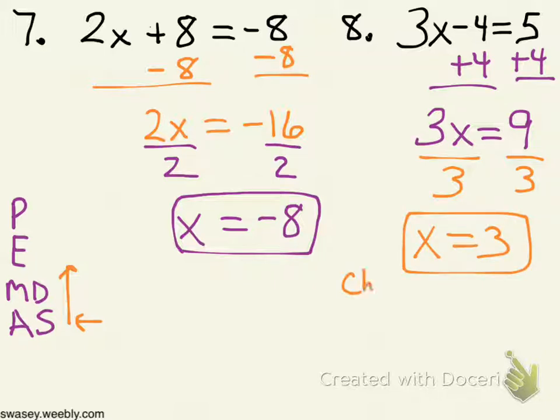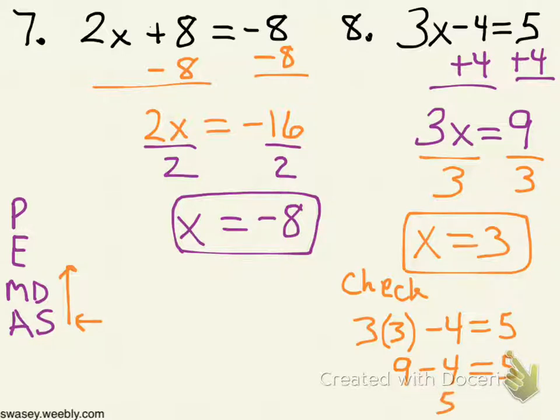Remember, anytime you want to check this, you just plug it back in. So we would have 3 times 3 minus 4 equals 5. Then we'd use our order of operations on the left side. We'd multiply before we subtract. And so we do end up getting 5 equal to 5. So it checks, it works. We can be confident in our answer.